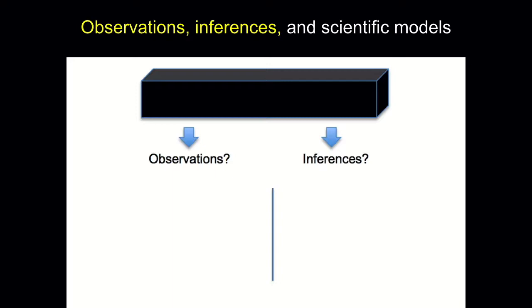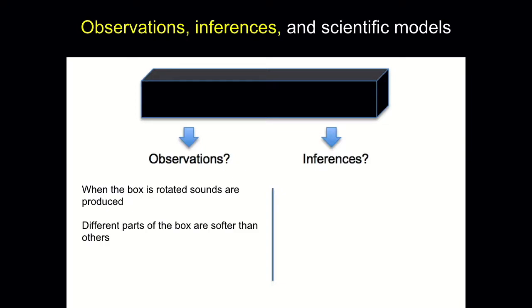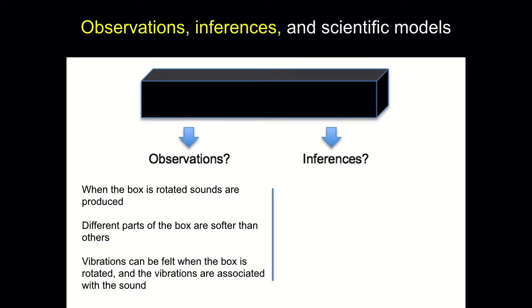Now that we've interacted with the black box, let's think about some of the observations and inferences that we've pulled from this particular example. We can see that when the box is rotated, sounds are produced. Different parts of the box are softer than others. That is, we can press into them and it doesn't feel the same. And vibrations can be felt when the box is rotated, and the vibrations are associated with the sound.